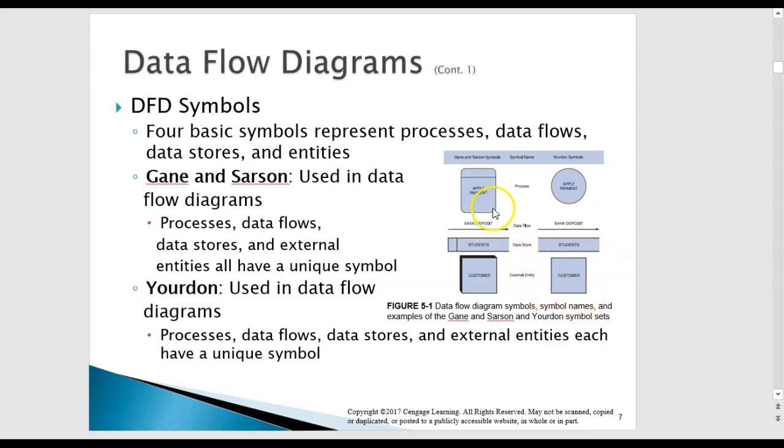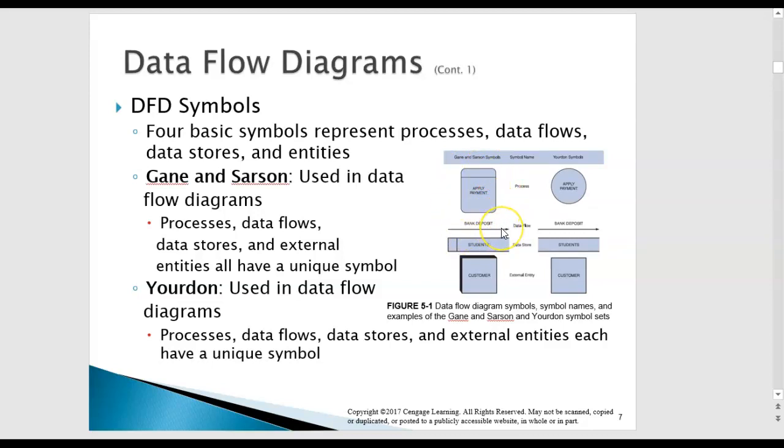You can see that there are 4 basic symbols that are used in the DFDs. The first one represents processes. This is the black box I was referring to earlier in the video. In this example, the process is to apply payment. We're not going to focus on how the payment is applied and what the steps involved in applying the payment are. We just want to show that this is the step where the payment is applied.